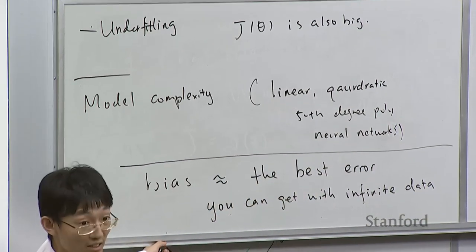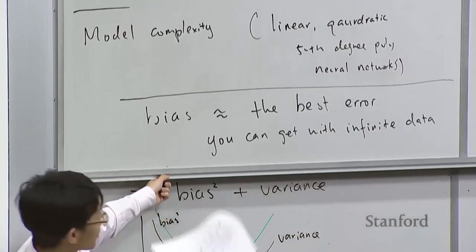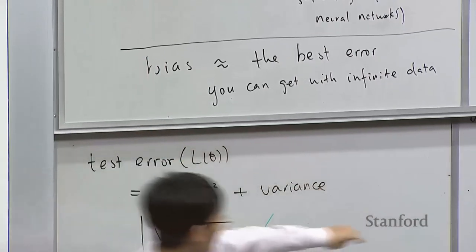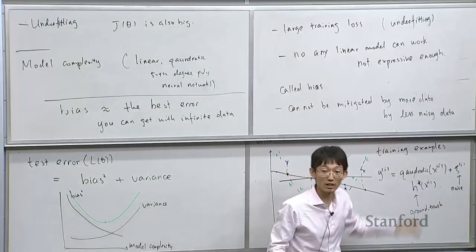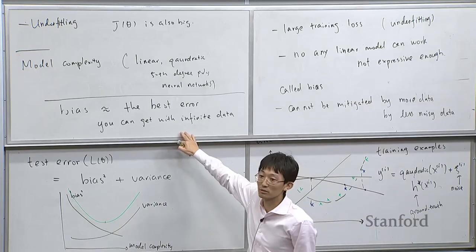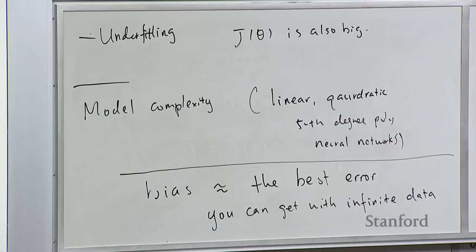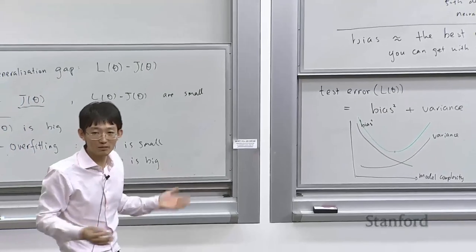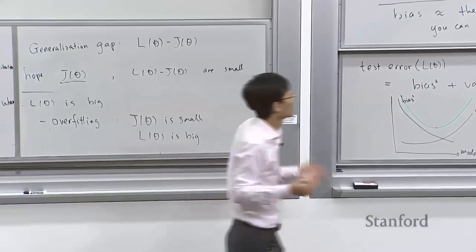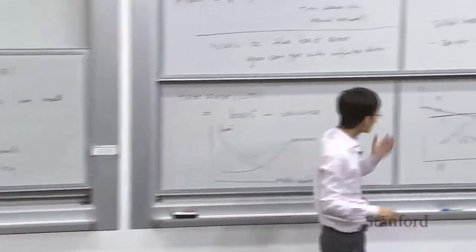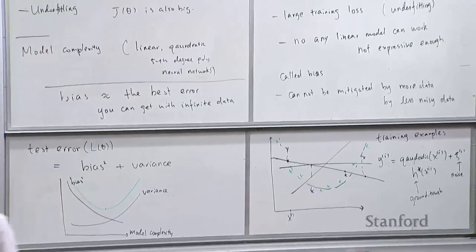Suppose you have infinite data, a data set with infinite data following the same kind of property, all generated from this quadratic plus noise. Then what's the best you can do? That's called bias. It's important for bias to be small, because if bias is large, even with infinite data, you cannot do anything. That's the problem with linear models.